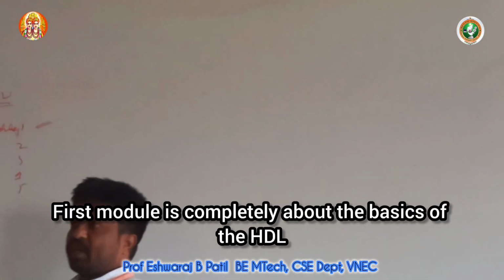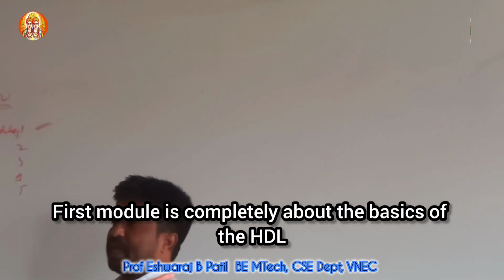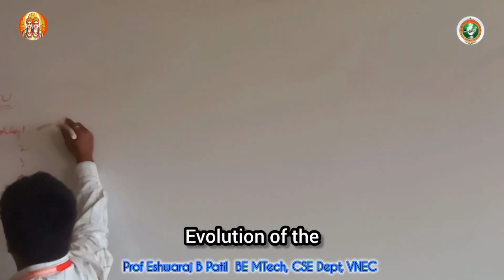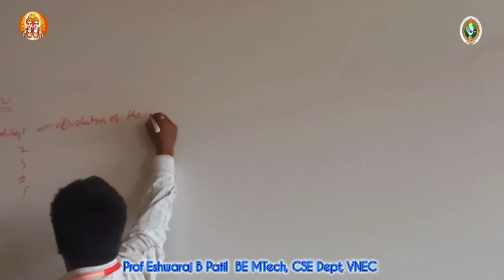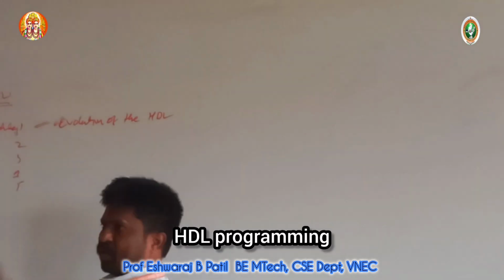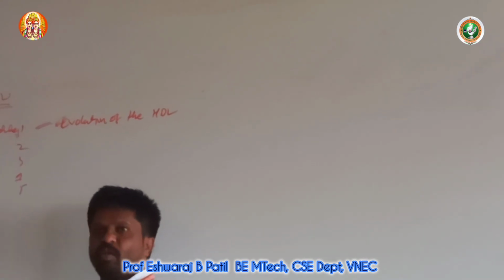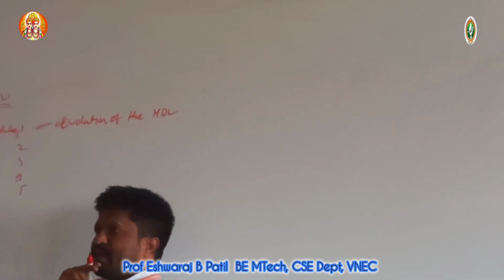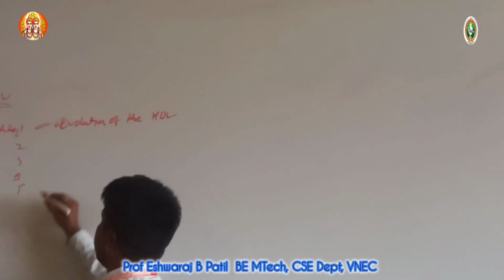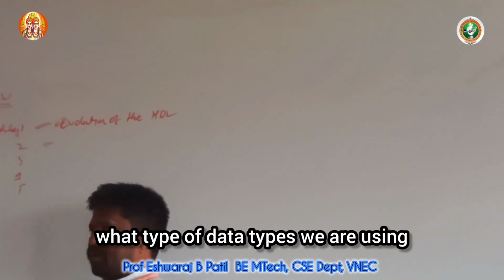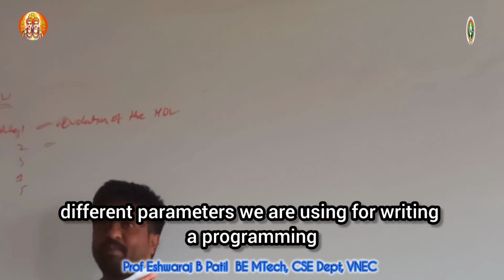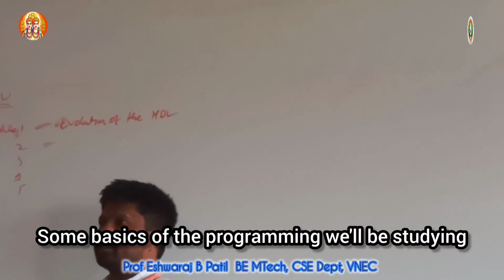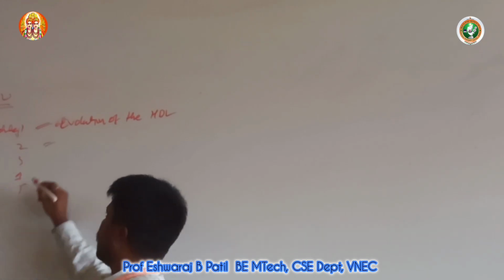First module is completely about the basics of HDL, the evolution of HDL programming, VHDL programming. We will study how it evolved, who developed it, where it was developed, where the R&D happened. Second is what type of data types we are using, what the variables are, what different parameters we use for writing a program. Some basics of programming will be studied in the second module.